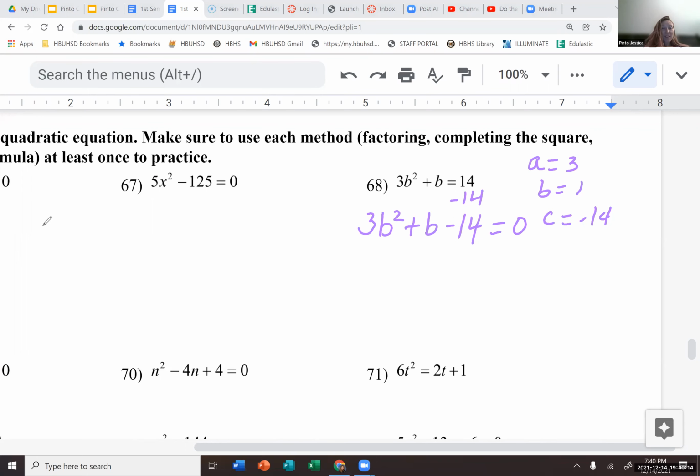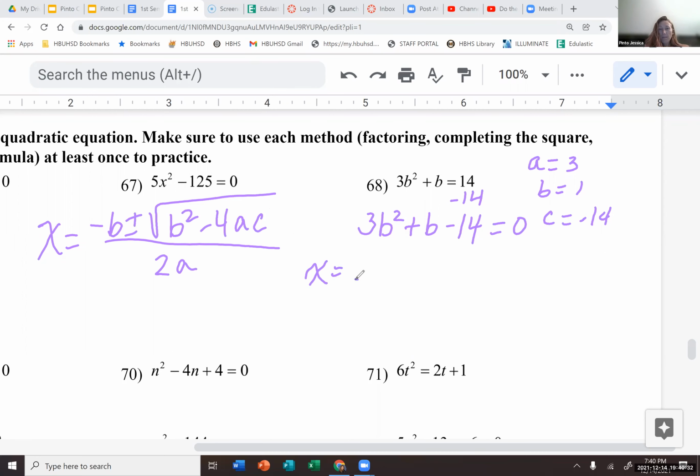And the quadratic formula says x is equal to, so it's going to give me the solutions, negative b plus or minus the square root of b squared minus 4 times a times c, all divided by 2a. So it's going to be x is equal to, b is 1, so negative 1 plus or minus 1 squared, that's just 1 minus 4 times 3 times negative 14, all divided by 2 times a, which is 2 times 3, 6.